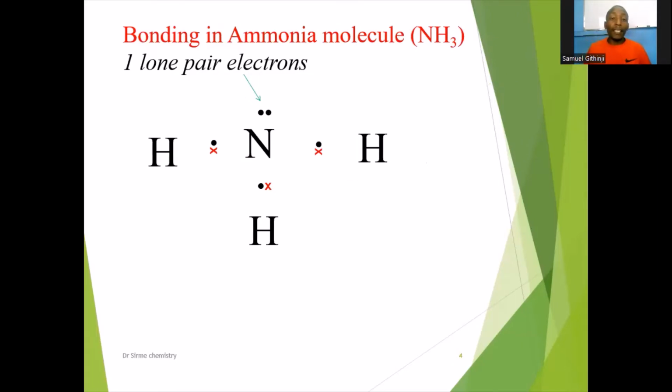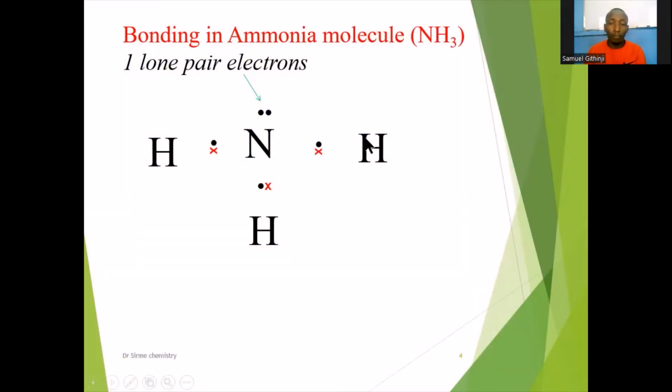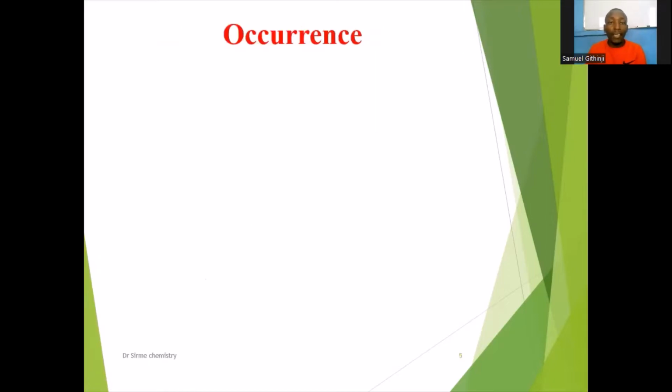In the bonding in ammonia, there are 5 electrons in the outermost energy level of nitrogen, as you can see from the dots. Three electrons pair with 1 electron from each hydrogen to form 3 covalent bonds. You can see the shared electrons. Then there is a lone pair of electrons that is not used in bonding, and that is the bonding in the ammonia molecule.